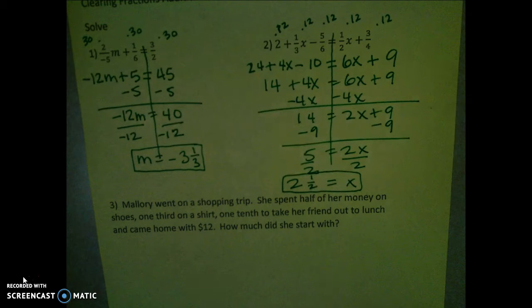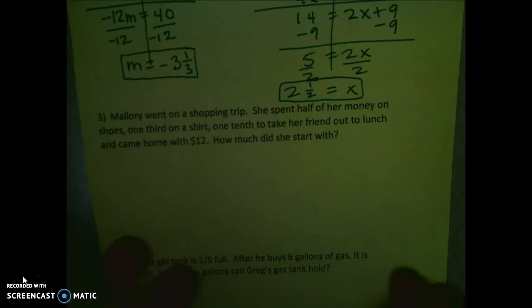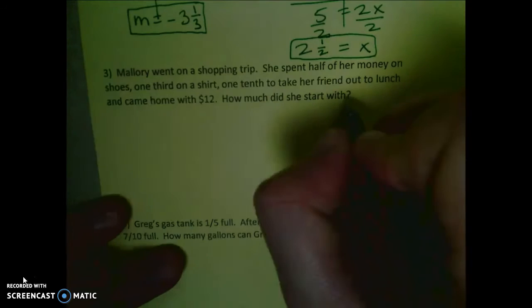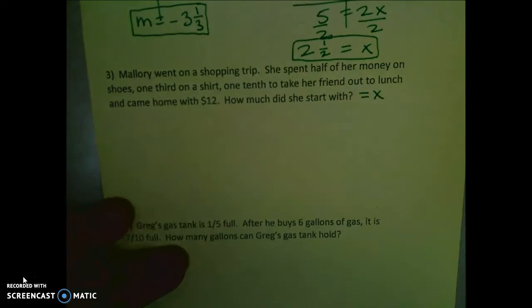All right, number 3, Mallory went on a shopping trip. She spent half of her money on shoes, a third on a shirt, and 1/10 to take her friend out to lunch, and came home with $12. How much did she start with? Okay, so that's the X, right? How much did she start with?